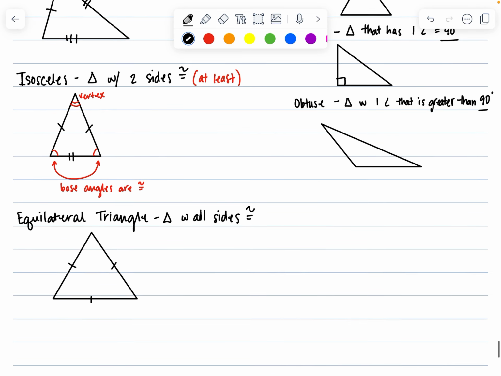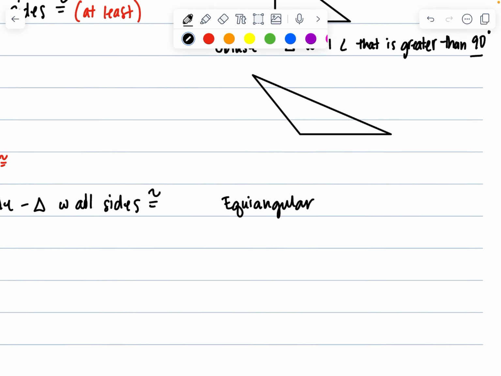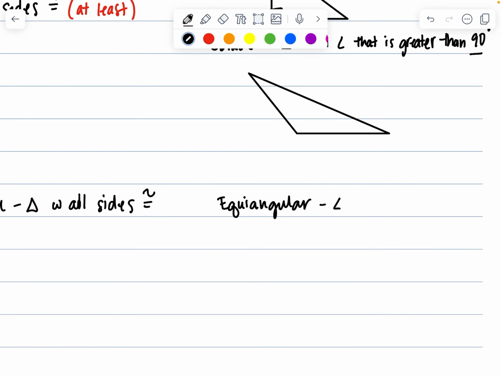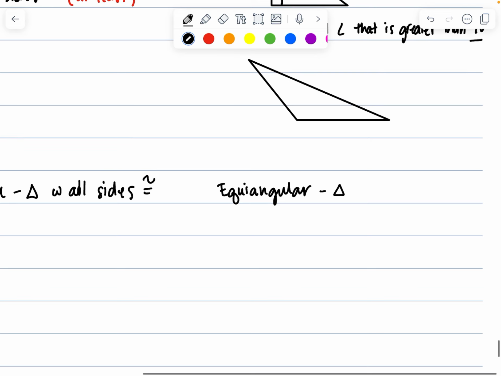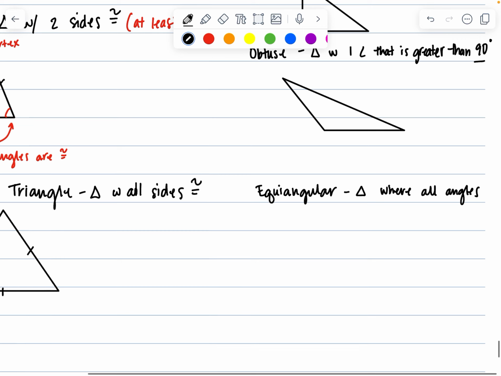And last but not least, I'm going to purposely draw this one next to the equilateral triangle. And this one is called equiangular. An equiangular triangle is a triangle where all angles are equal. In other words, they're all 60 degrees.